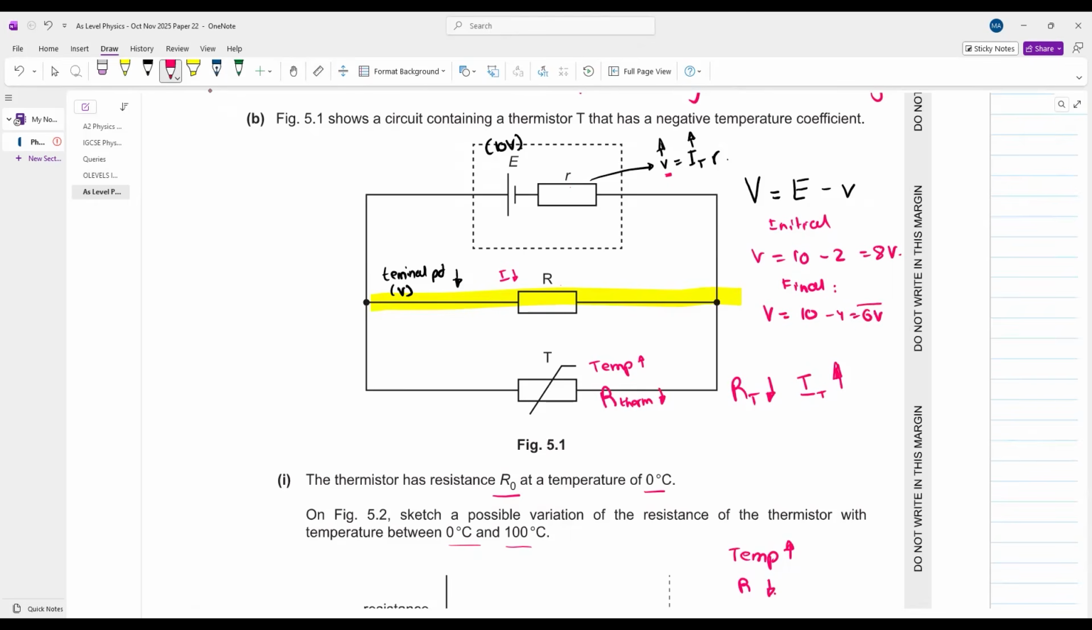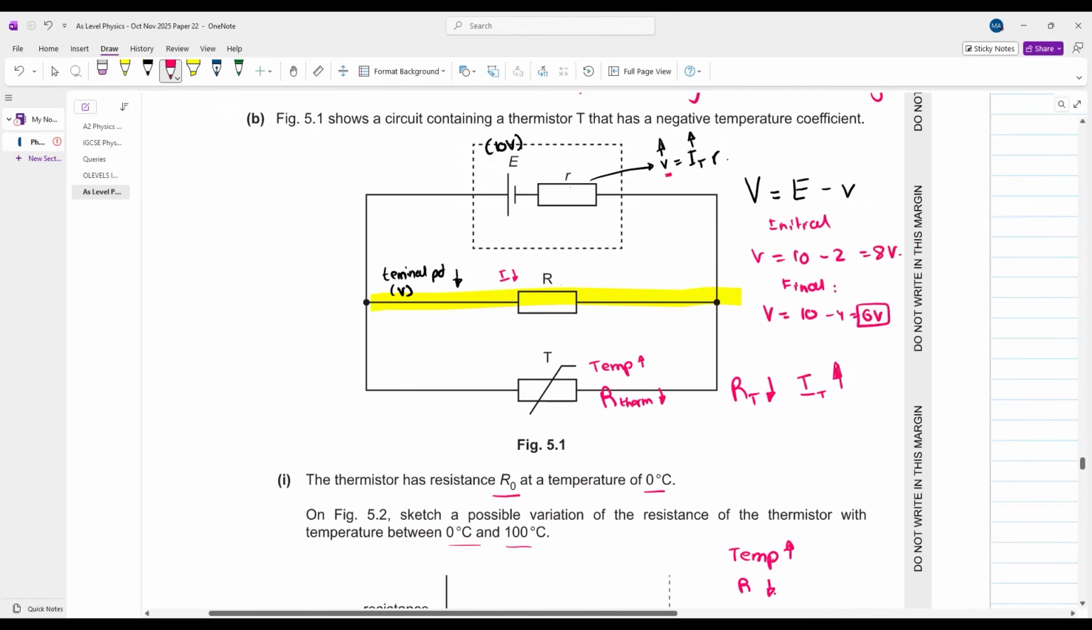The terminal potential difference becomes 6 volts. To understand everything step by step, what is happening? First of all, as you increase the temperature, the resistance of the thermistor decreases. As the resistance of the thermistor decreases, the total resistance of the circuit decreases. As soon as the total resistance of the circuit decreases, what will happen?